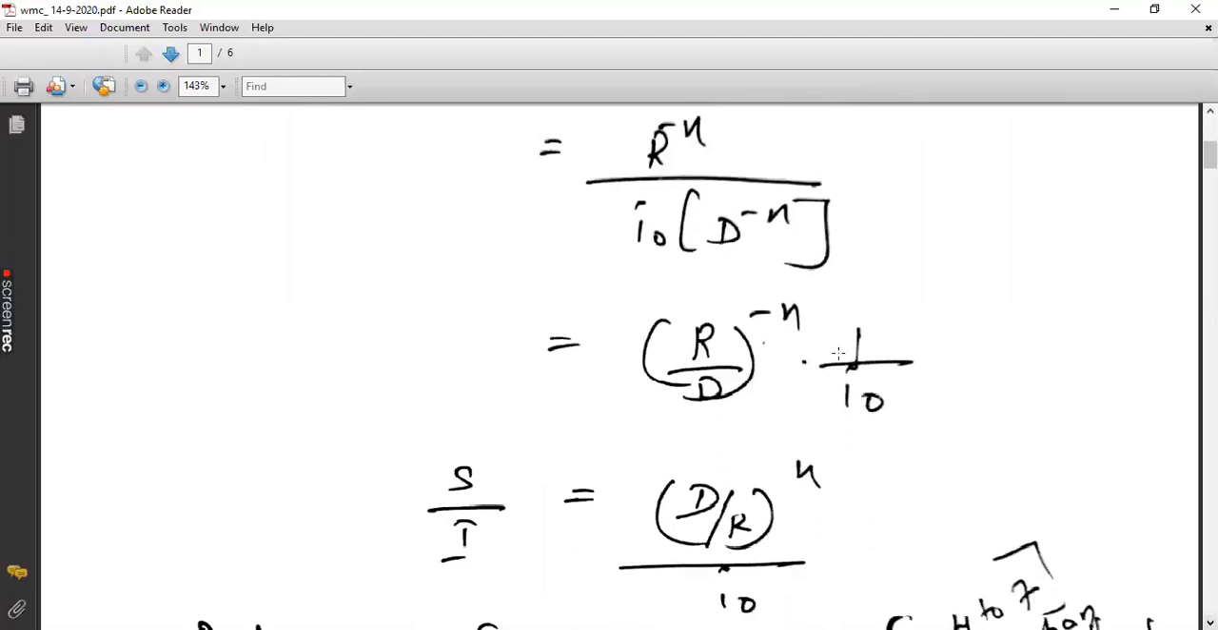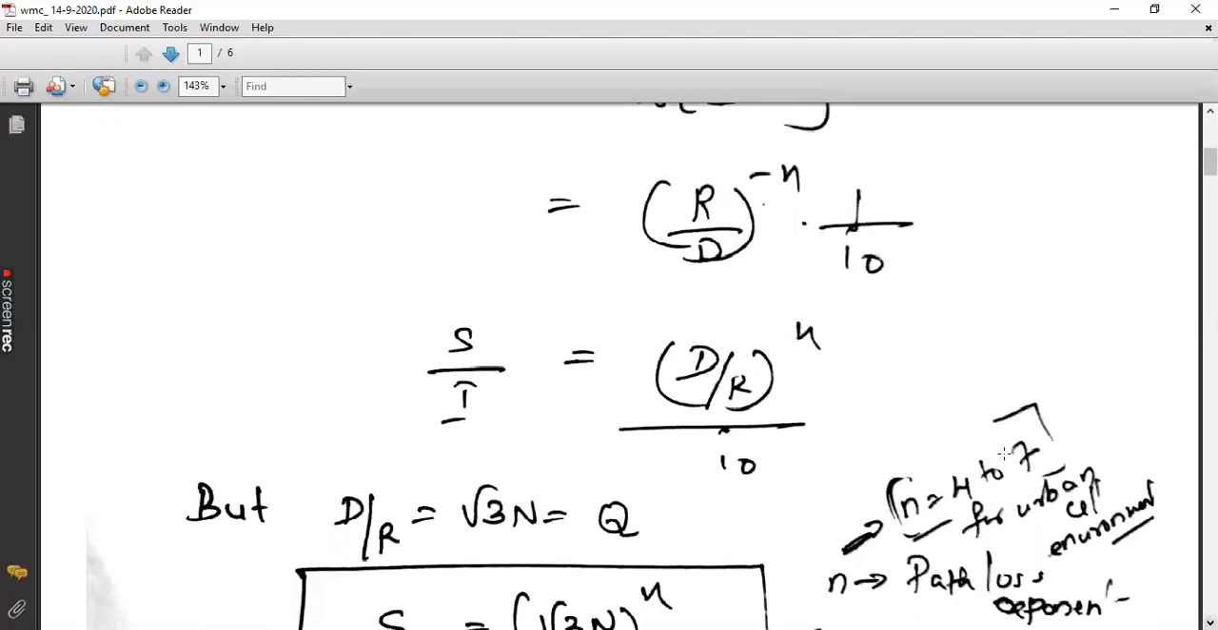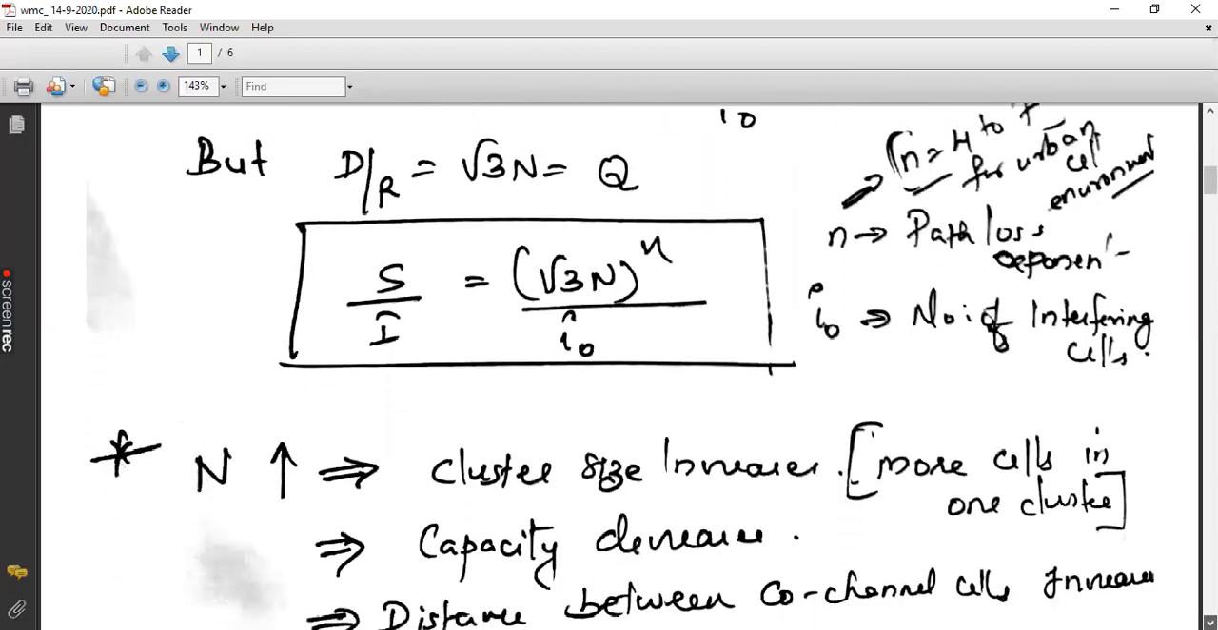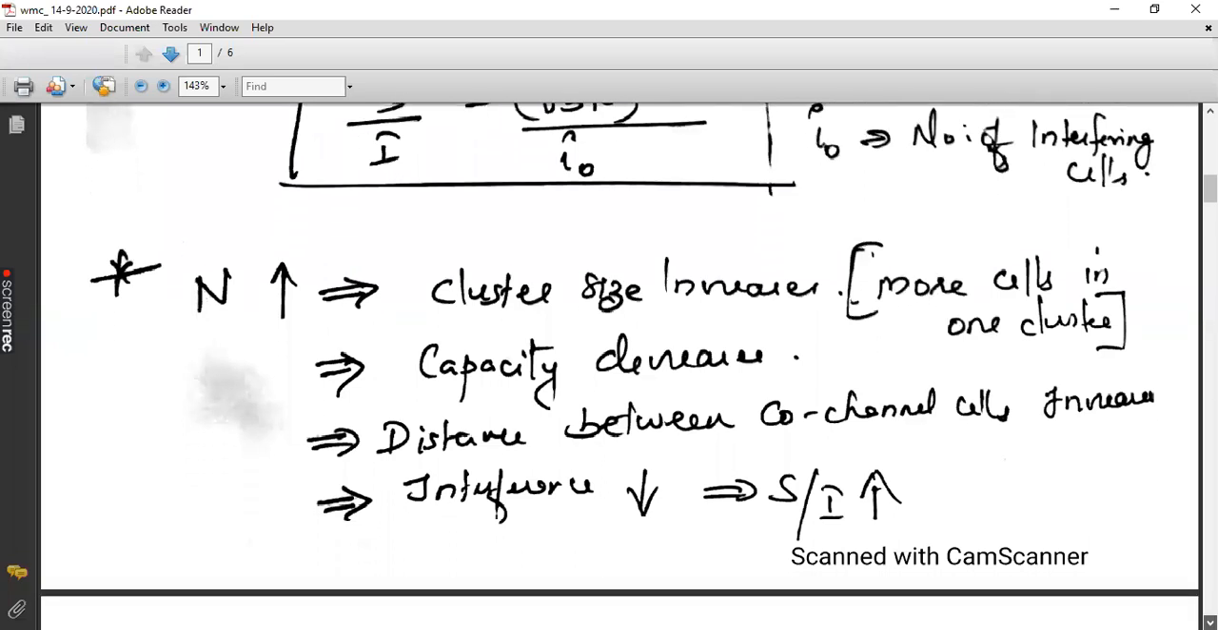Now I need to make this minus positive, so I take the reciprocal. R by d raised to minus n is nothing but d by r the whole raised to n, whole divided by I0. Now what is d by r? D by r is otherwise known as q, which is equal to root of 3n. It is root of 3n. It's not root 3 into n. It is root of 3n. Okay. So I'll put root of 3n divided by I0. Root 3n whole raised to n divided by I0.